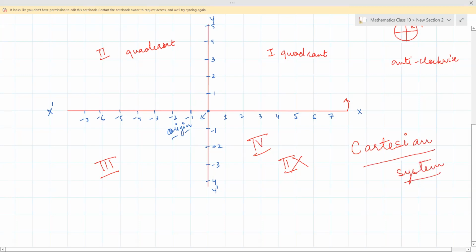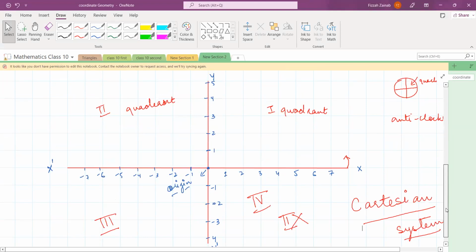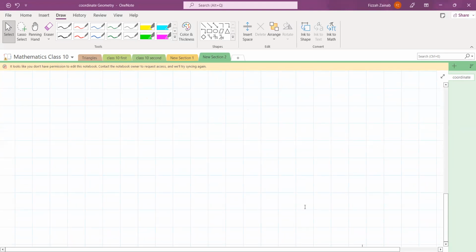So we will learn how to plot points in this Cartesian system of coordinates. Is this clear? Yes, ma'am. Okay. Right. Now, how to plot points? Let us understand. So I think this Cartesian system is understood by everyone. Or I think I should use the same.